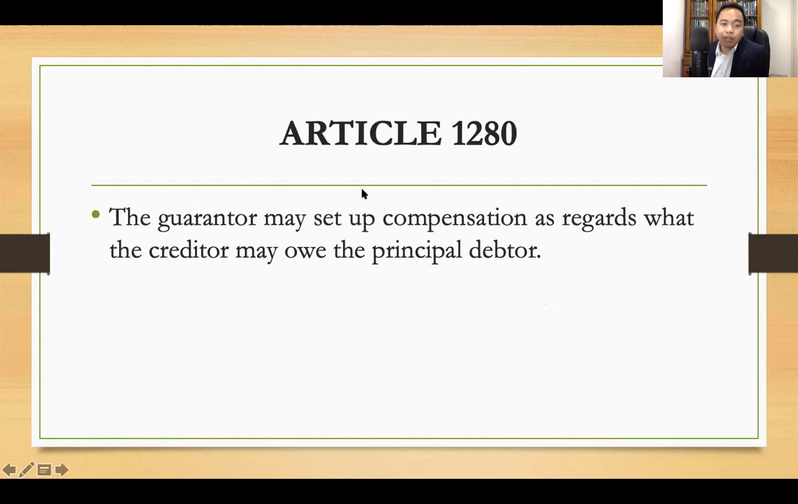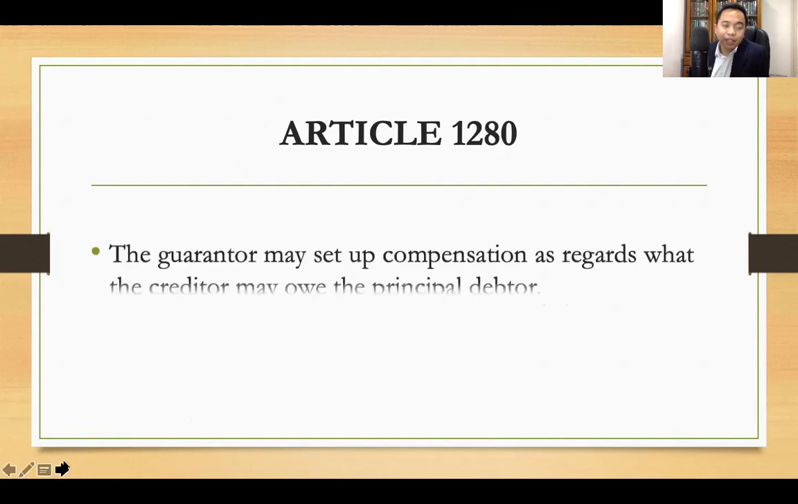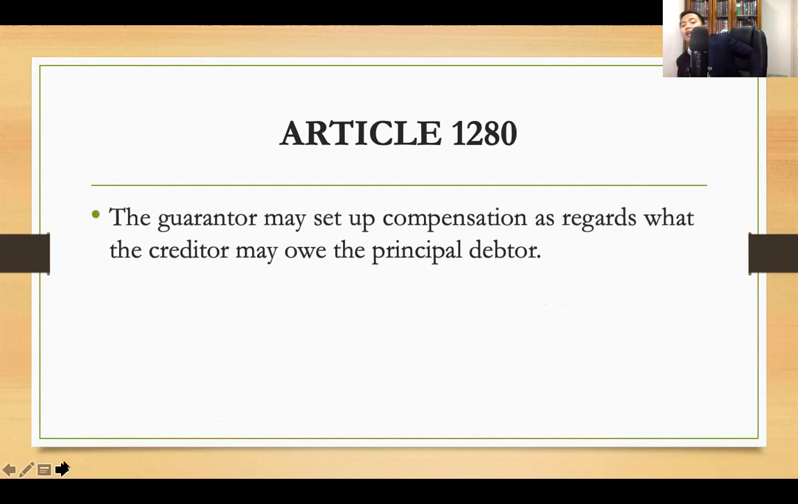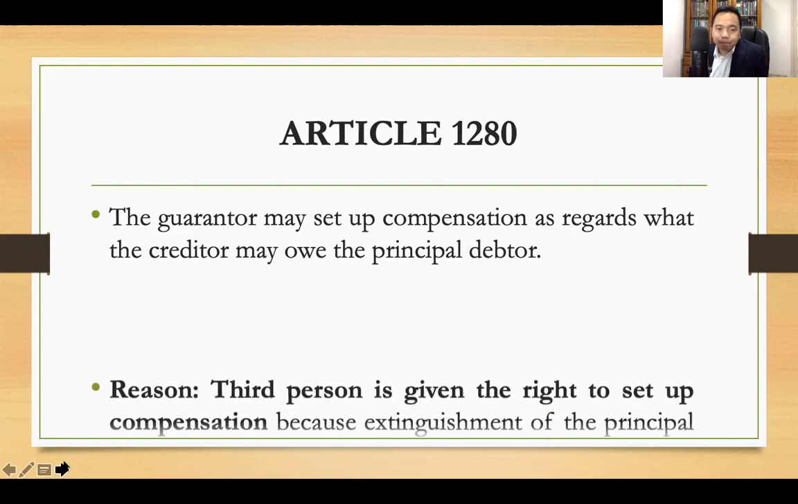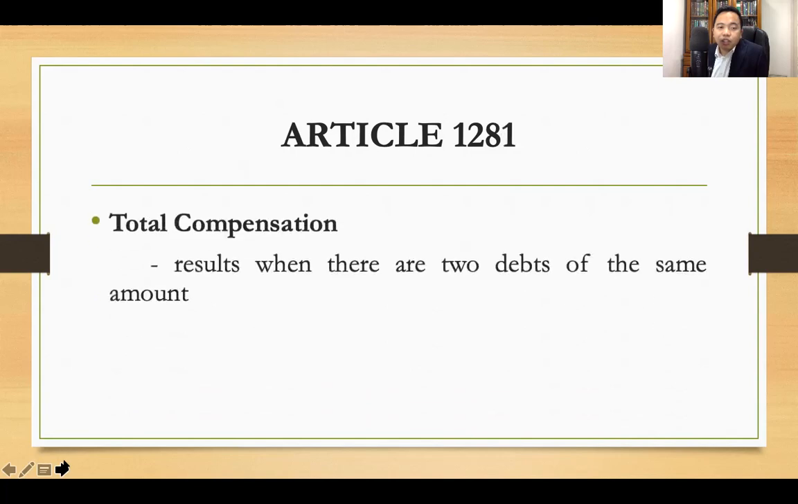This is what I'm talking about, no? This is an exception to Article 1279. If you go to 1280, the law allows that the guarantor may set up compensation as regards what the creditor may owe the principal debtor. Pwede. Reason, a third person is given the right to set up compensation because extinguishment of the principal obligation as a consequence of compensation carries with it the extinguishment of the accessory obligation.